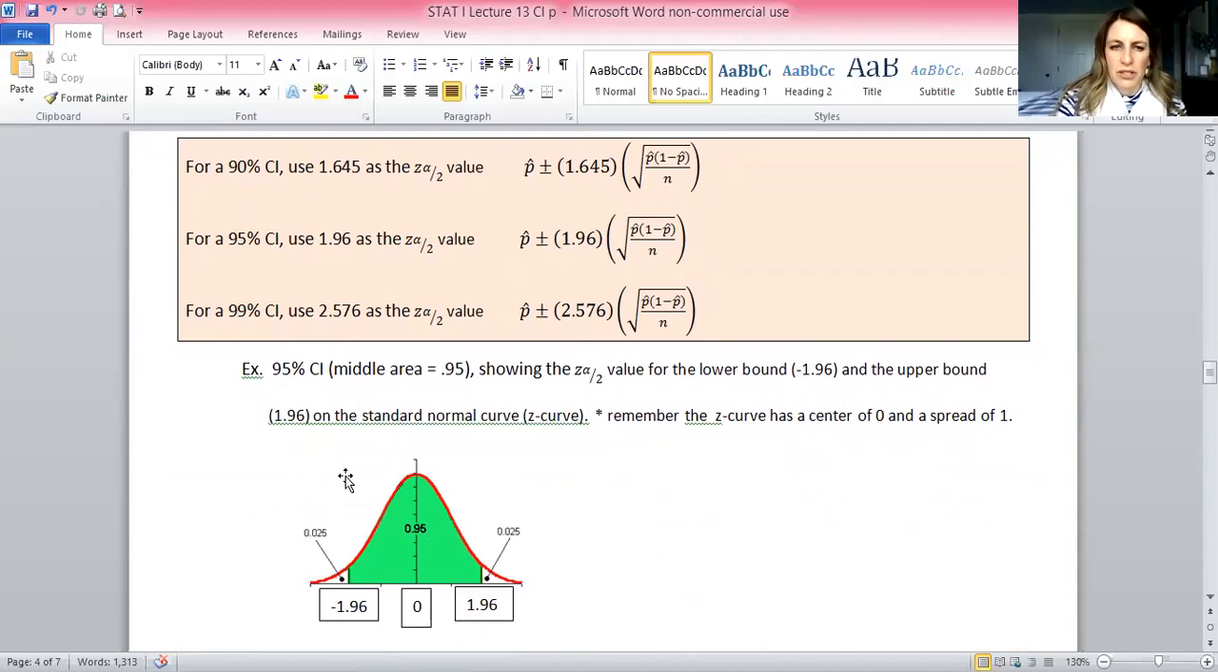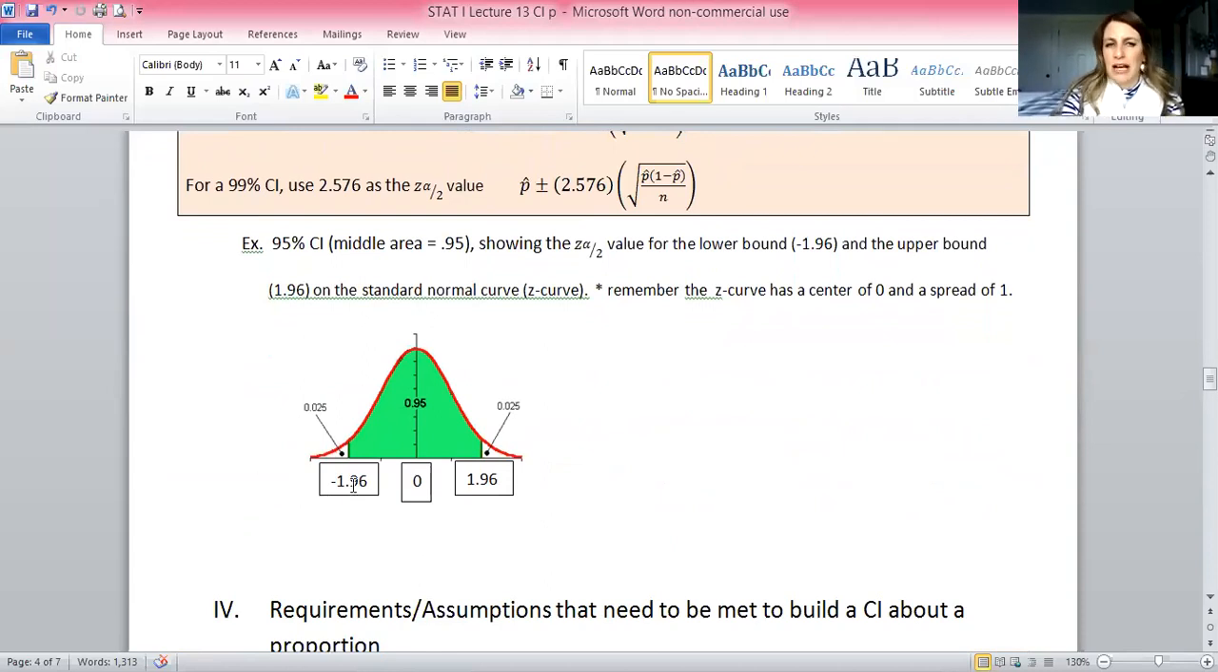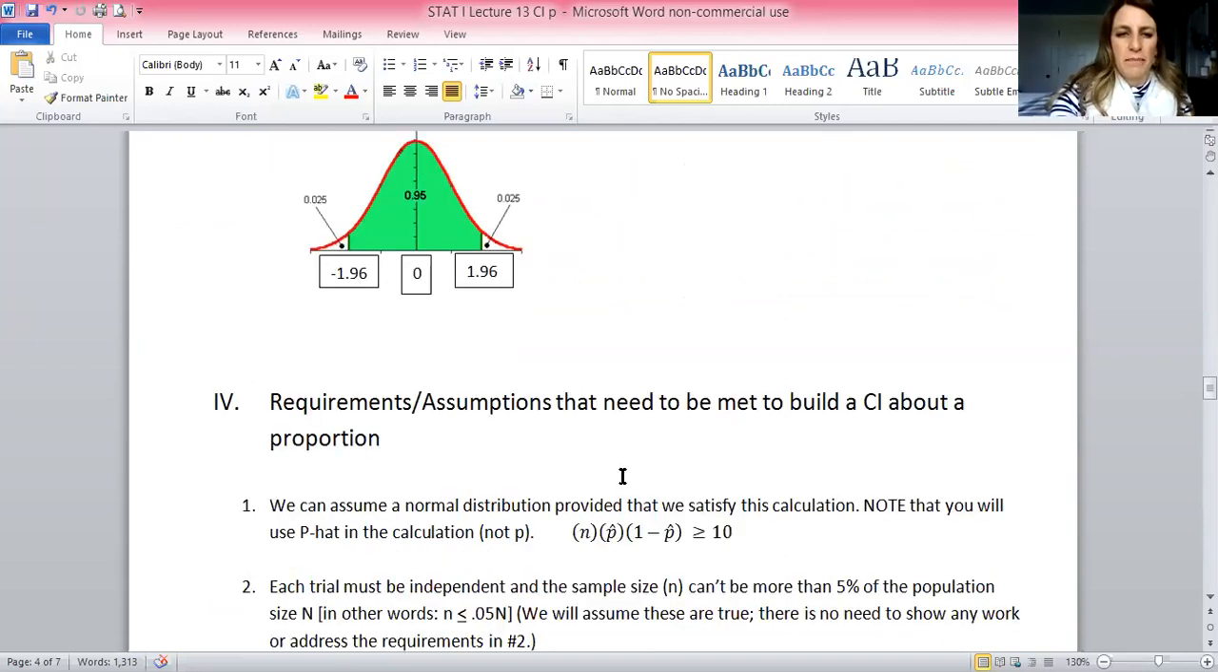So here you can see an example of the 95% CI with my curve showing. Now remember, I'm on the z curve. My z-scores mean my center is 0 and my spread is 1. As you can see, the middle 95% is shaded, the center of my curve is 0, and my upper bound for my shaded area is 1.96, and my lower bound is just the negative value of that, negative 1.96. Okay, so that's where those values are.